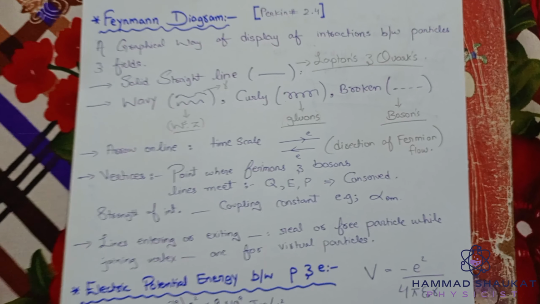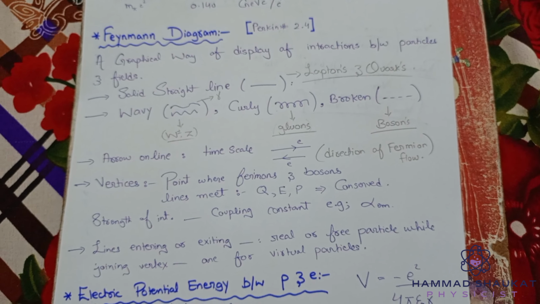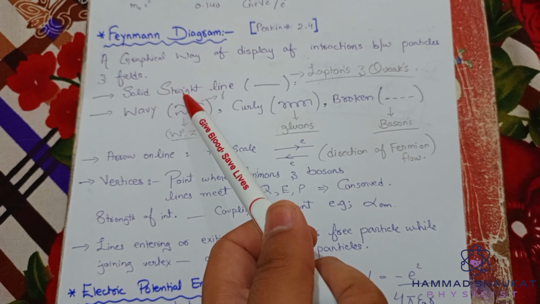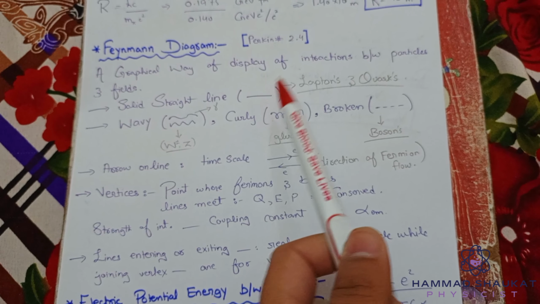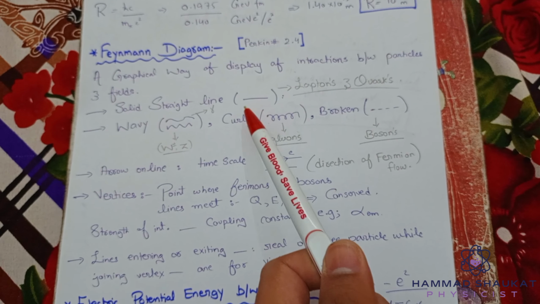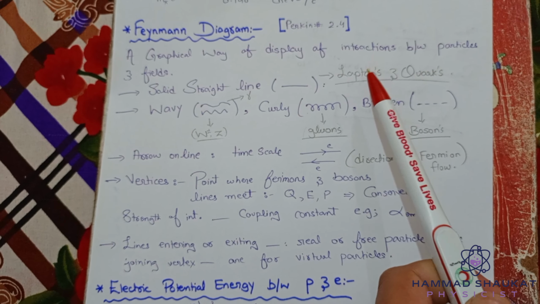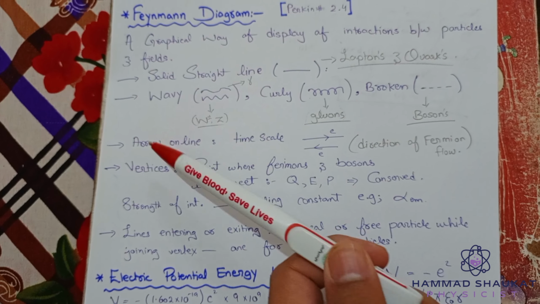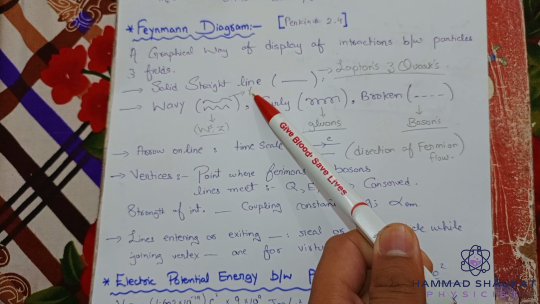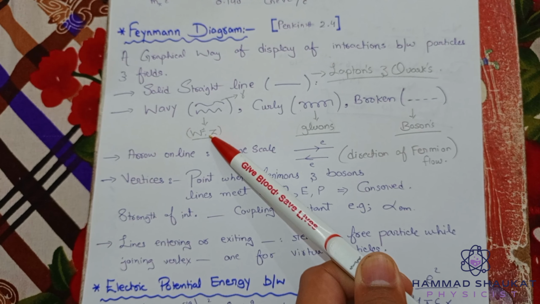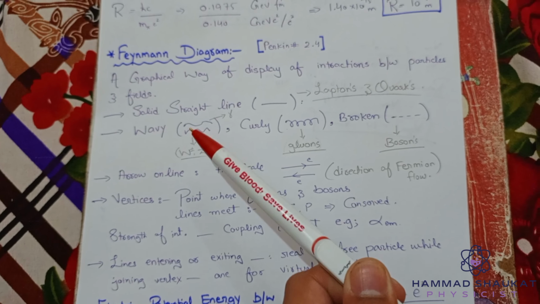Okay, so some notations for the Feynman diagram. First of all, solid straight lines. This type of line in a Feynman diagram denotes leptons and quarks. If there is this type of line inside your Feynman diagram, you will denote that these are leptons and quarks. If wavy lines of this shape, then you can say these are photons. And you know weak interaction, weak means weak force, W plus, W minus, Z naught, this is weak force.